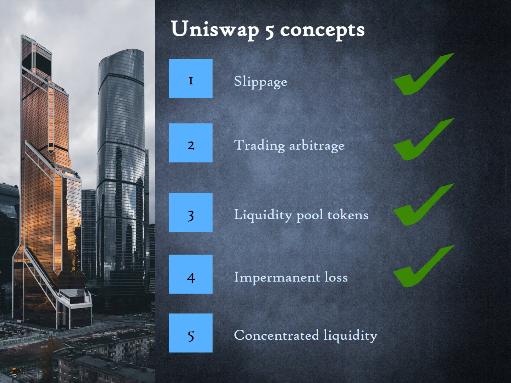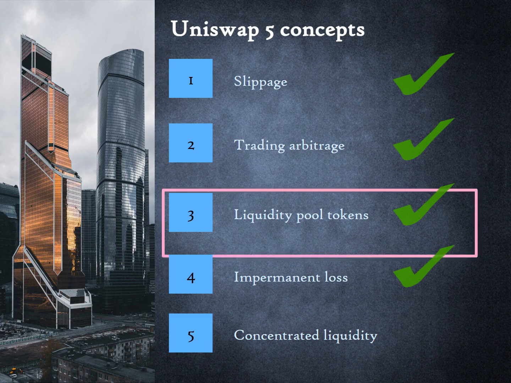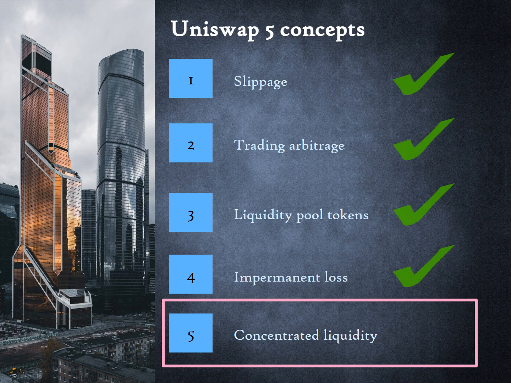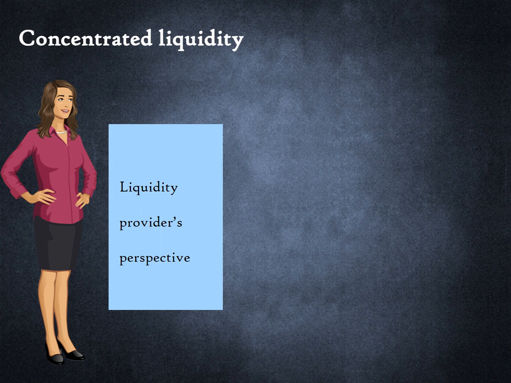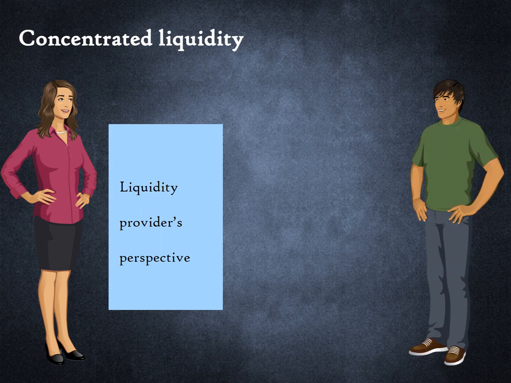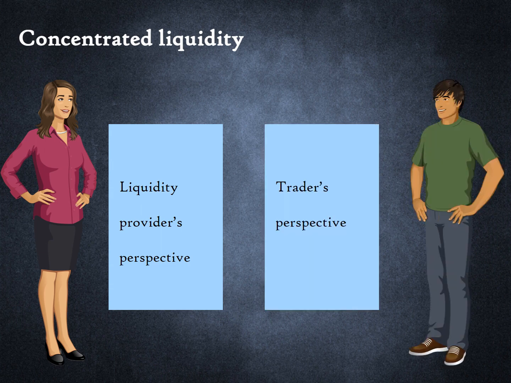In the previous lesson, we covered 4 of the 5 concepts needed to understand Uniswap. In this lesson, we will continue learning about the final concept of concentrated liquidity. We will learn about concentrated liquidity from 2 perspectives. We will begin with the liquidity provider's perspective. Then, we will move to the trader's perspective.